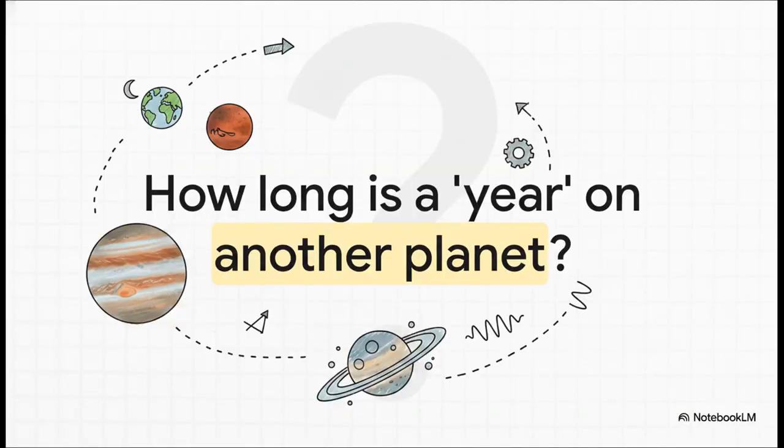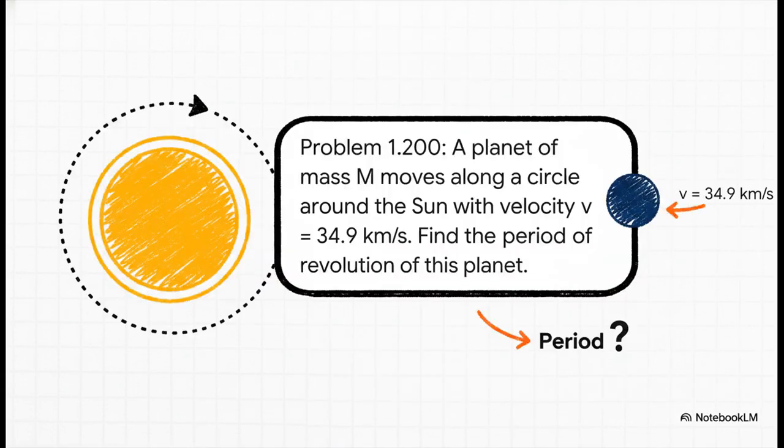So it really all boils down to this one simple question. I mean, we all know a year here on Earth is about 365 days, right? But how in the world would you figure that out for, say, Mars, or Jupiter, or even some brand new planet we just spotted? Well, you don't have to guess. Physics gives us the tools to find the answer. All right, let's get our hands dirty.